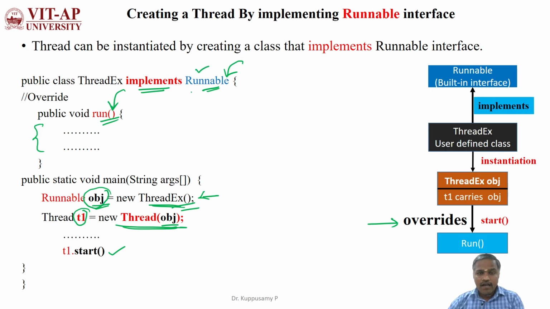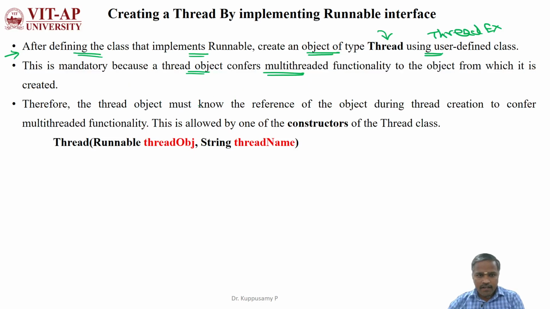The Runnable interface has the thread-related facilities that are inherited by ThreadEx. That's what is given here. The thread object is defined by the user-defined class. Here, obj is defined by the class ThreadEx, which receives the multi-threaded functionalities. Therefore, the thread object must know the reference of the object during thread creation to use those multi-threaded functionalities.